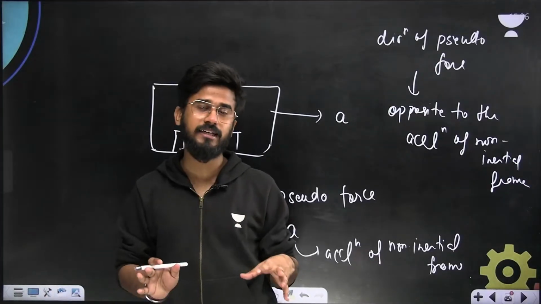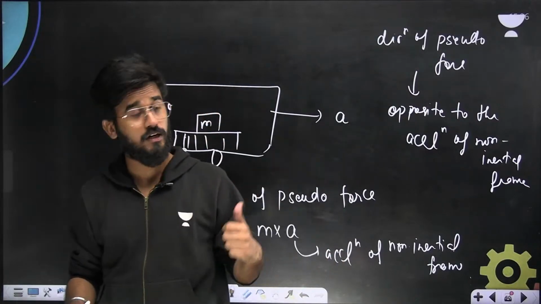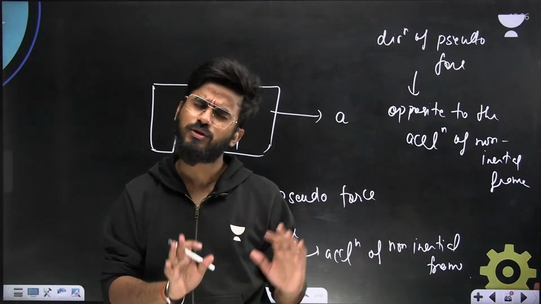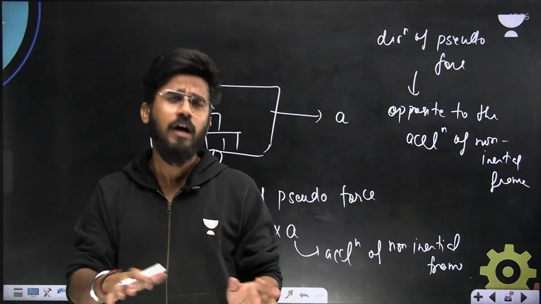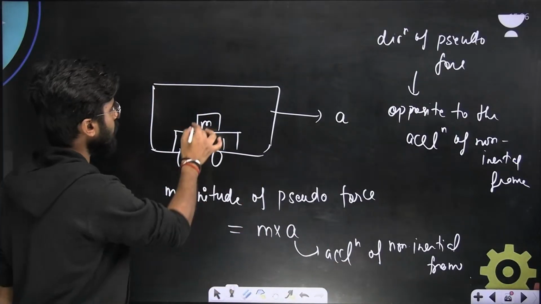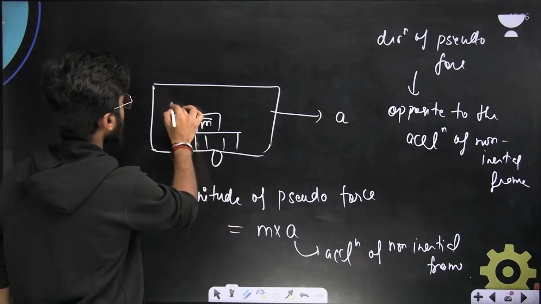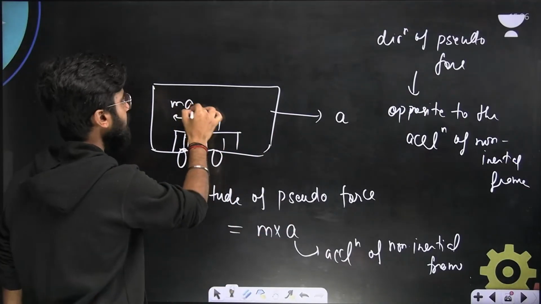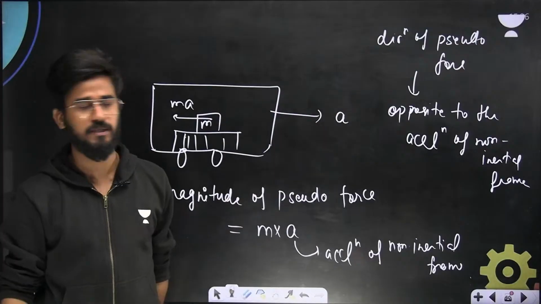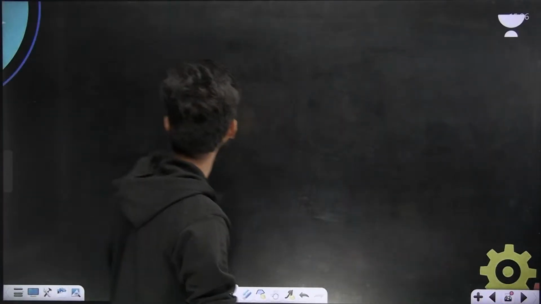If we are sitting in a non-inertial frame, then we can simply say that the magnitude of the pseudo force is equal to mass into the acceleration of the frame, and the direction is opposite to the acceleration. Suppose that this system is here, so what will be the pseudo force in this particular system? Pseudo force will be in this direction, opposite to the acceleration. What is the magnitude? Mass into acceleration of the frame. Simple. Okay, now let me solve some problems for you.